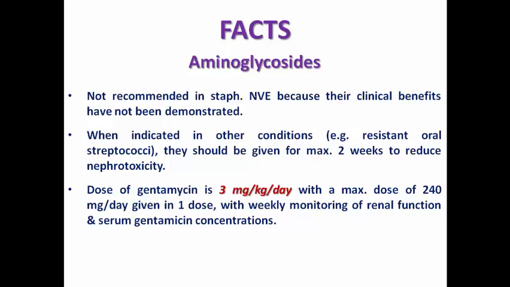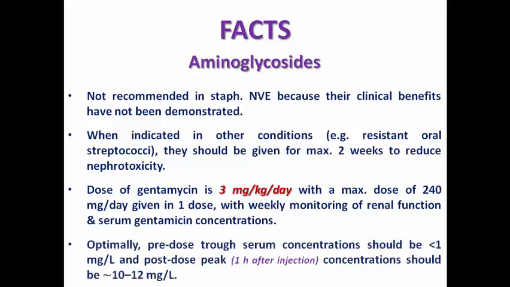And you should have weekly monitoring of the kidney function and, if possible, serum gentamicin concentration. Optimally, you should have a pre-dose trough serum concentration for gentamicin that should be less than 1 milligram per liter, and if possible also a post-dose peak, which is 1 hour after the injection, serum level that should be nearly 10 to 12 milligram per liter.